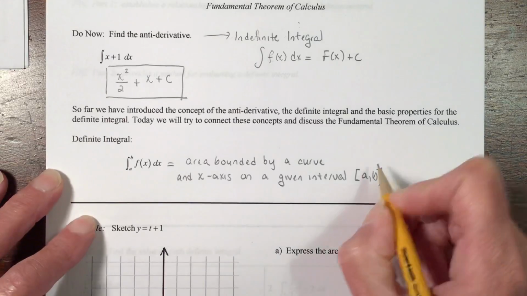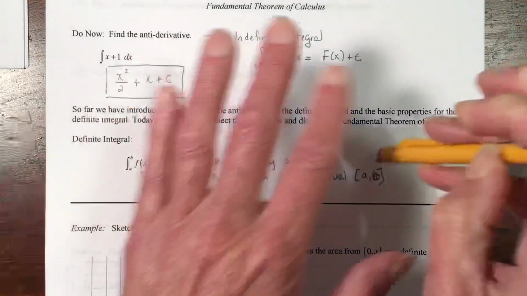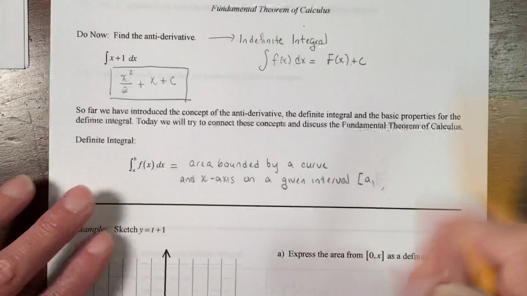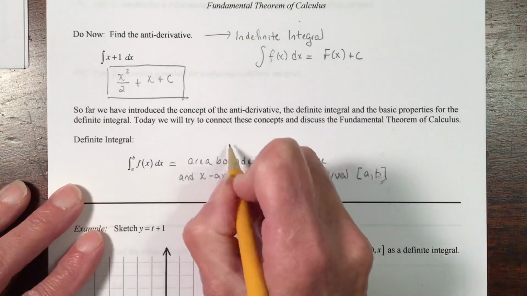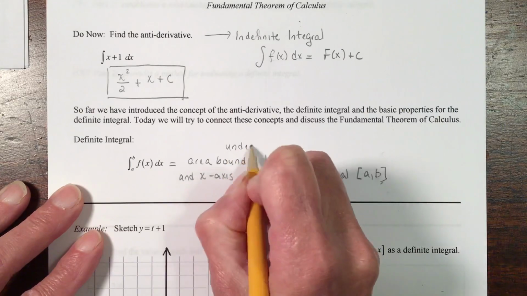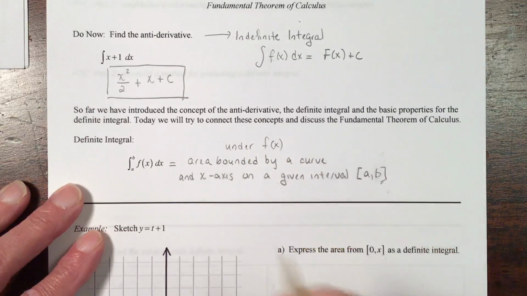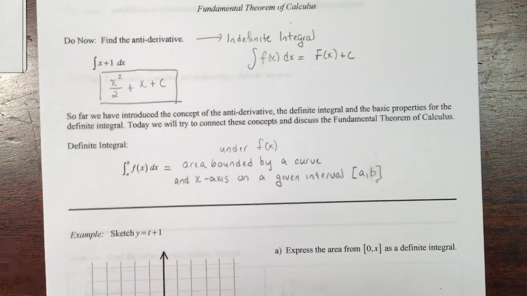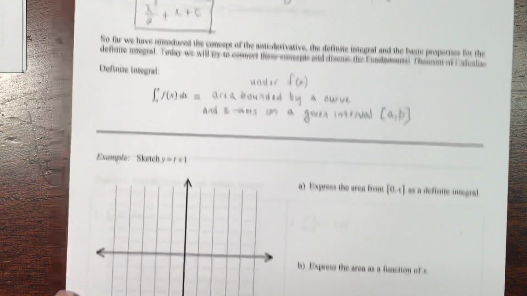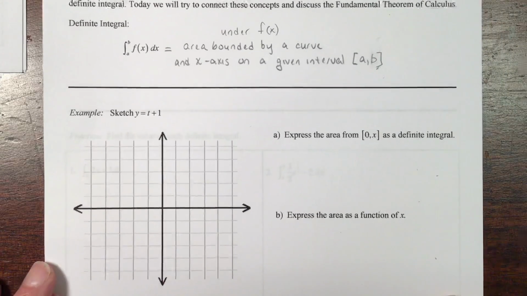From a to b. Oh, that's a terrible b. Sorry. That's even worse. A, b. Okay. So we can also say the area under a curve, or under f of x. So just be aware of the different ways that we can write a problem. So we're going to now try to make the connection between these two things.